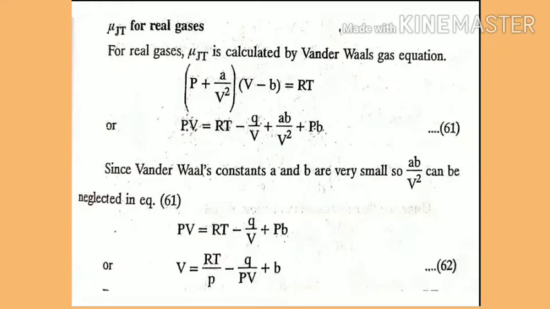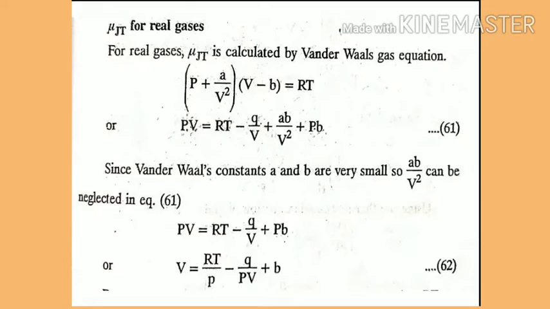So here P is pressure of gas, V is volume of gas, R is universal gas constant, T is absolute temperature, A and B are van der Waals constants. And if we solve this equation, we have to multiply both the terms in brackets, parentheses. So PV is equal to RT minus A upon V, plus AB upon V square plus PV.